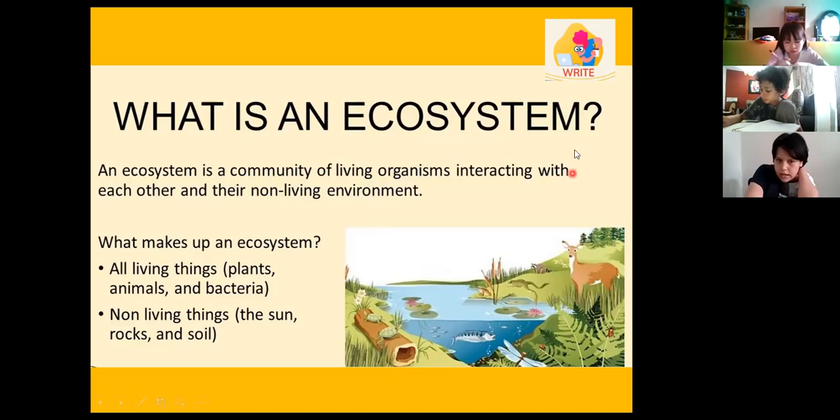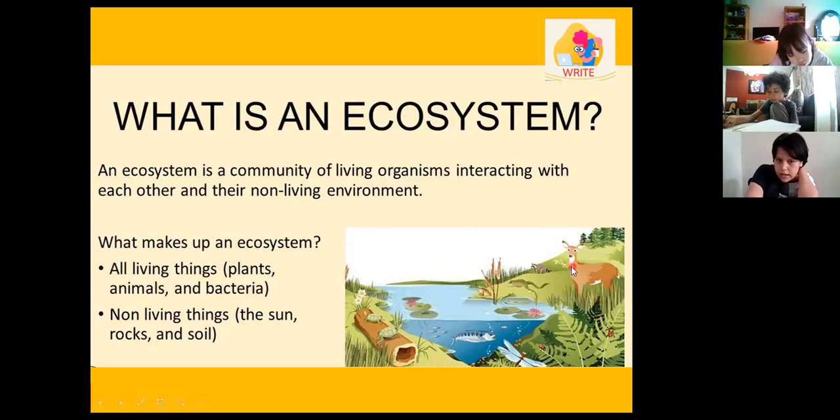Here we have a picture. This picture is an example of an ecosystem. Look here, we have what makes up an ecosystem. Remember, living things and non-living things. We have some examples of living things. The plants, they are living things. Animals, humans, we are living things. And bacteria. So they interact.